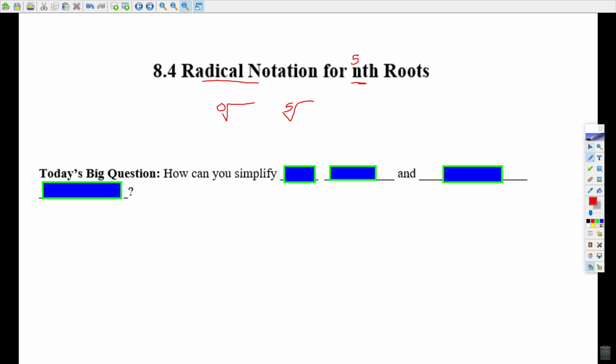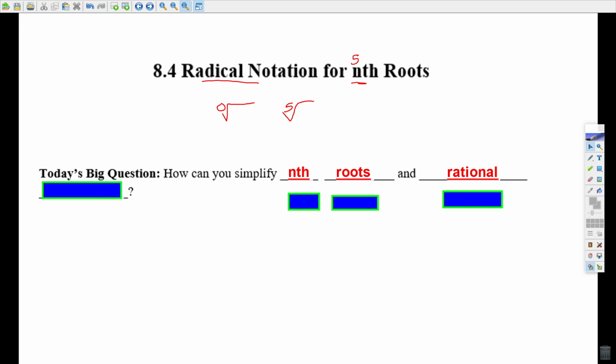So we're going to be going back to this and using that exponent table like we used before and going a little bit further with that kind of notation, the radical stuff and the nth roots. So the question for today: how can you simplify nth roots and various rational exponents? A rational exponent, if you remember, rational just means it's a fraction. So if we have something like 3 over 5, that would be your fraction as an exponent.